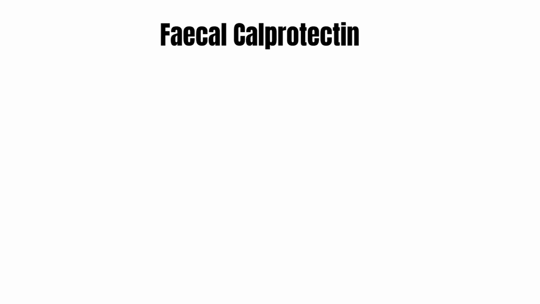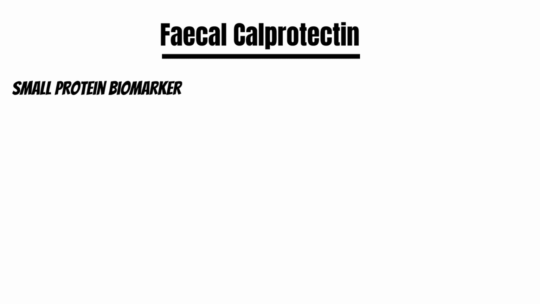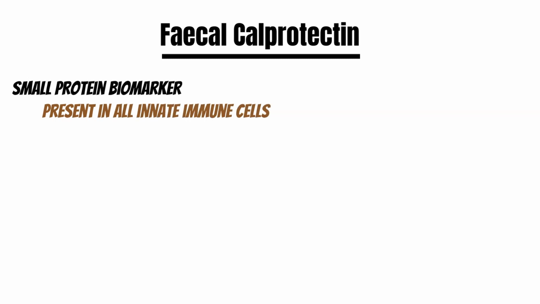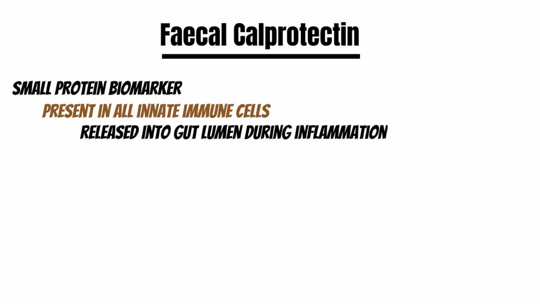So what is fecal calprotectin? I've been mentioning it since the beginning of the video. What is it? So it's a protein, to put it simply. It's a small calcium binding protein biomarker. It is present in all innate immune cells. So it's present in our cells. And what it actually does is it is released into the gut lumen, so into the gut, into the intestine, where the rest of the stuff goes, and it is released during inflammation. And it's not broken down in the gut.